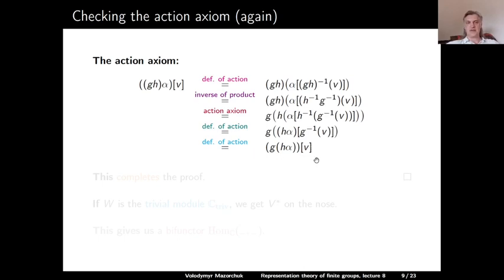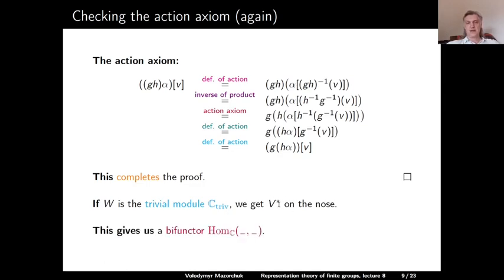And this verifies the action axiom and completes the proof of our claim. And note that if W is the trivial G module C triv, then this gives us exactly the definition of the dual module V dual. So the general construction defines a bifunctor where you have two arguments which are G modules and you produce a G module, and one argument is contravariant and another argument is covariant.